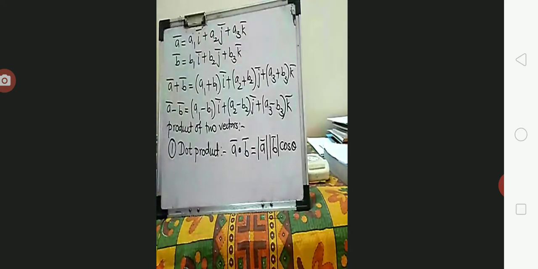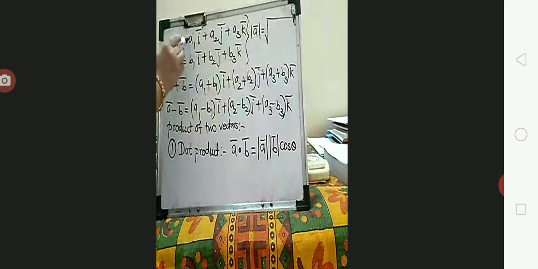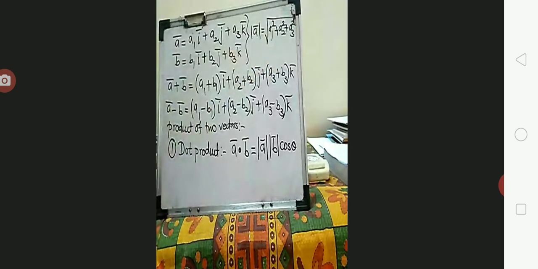So here you can see, how do you calculate the magnitude of a bar? Mod of a bar is the square root of the sum of the squares of the components. So it is the square root of a1 square plus a2 square plus a3 square, if you remember this. We are just taking the squares of each component and taking the sum. So that is your mod of a bar. Similarly, mod b bar is going to be the square root of b1 square plus b2 square plus b3 square.